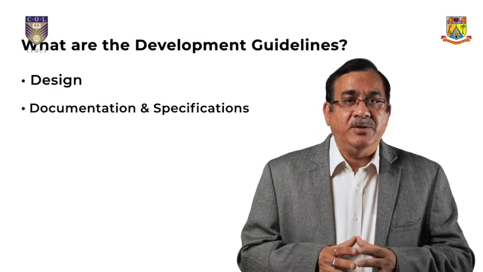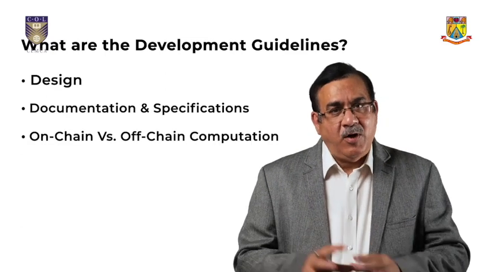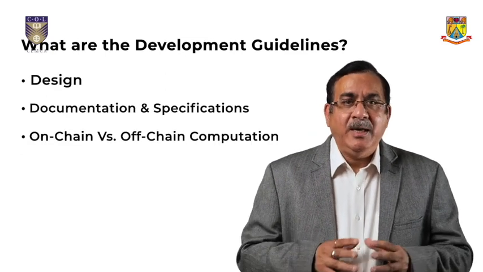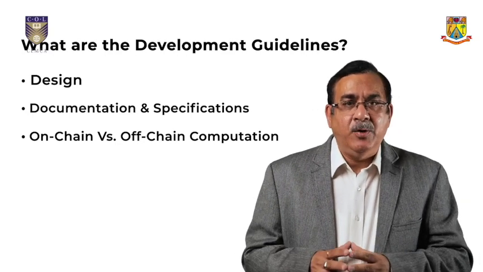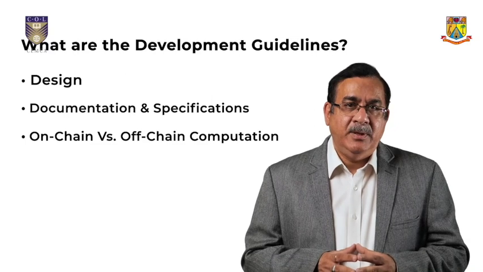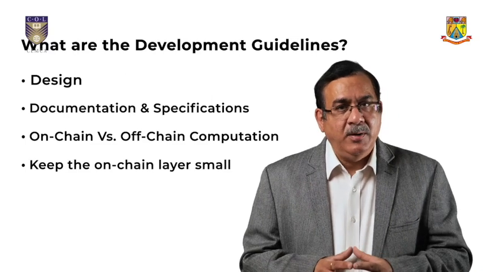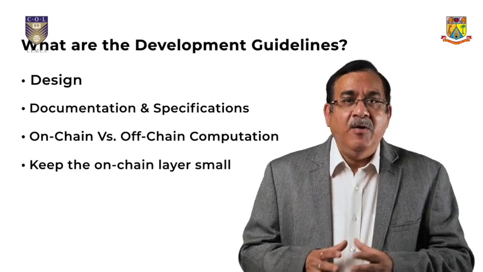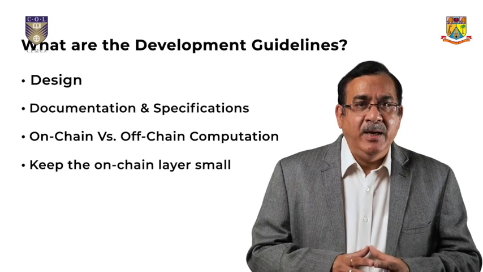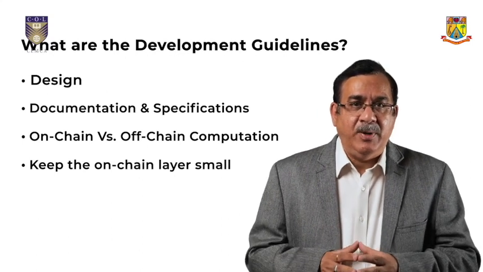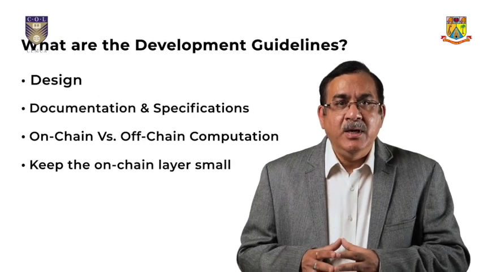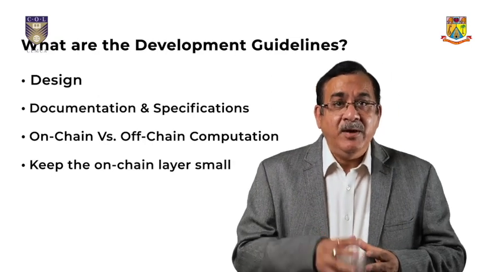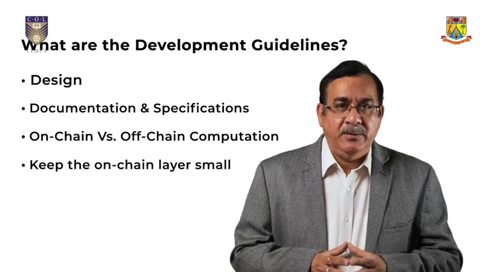Thorough code documentation. On-chain versus off-chain computation. Keep as much code as possible off-chain to reduce unnecessary load on blockchain network. Keep the on-chain layer small. Pre-process data with code off-chain in such a way that verification on-chain is simple. For example, if you need an ordered list, sort the list off-chain, then only check its order on-chain.